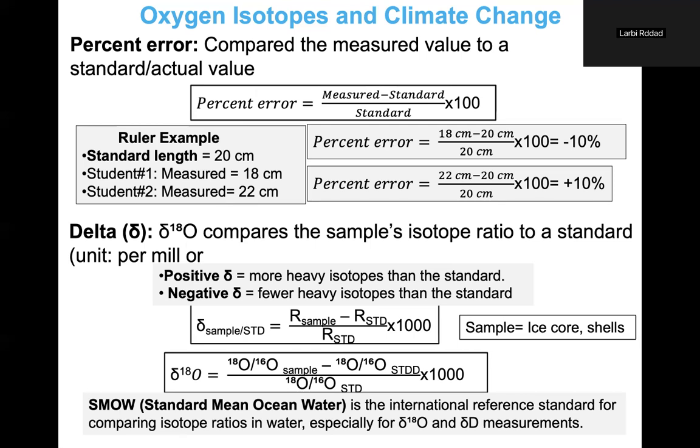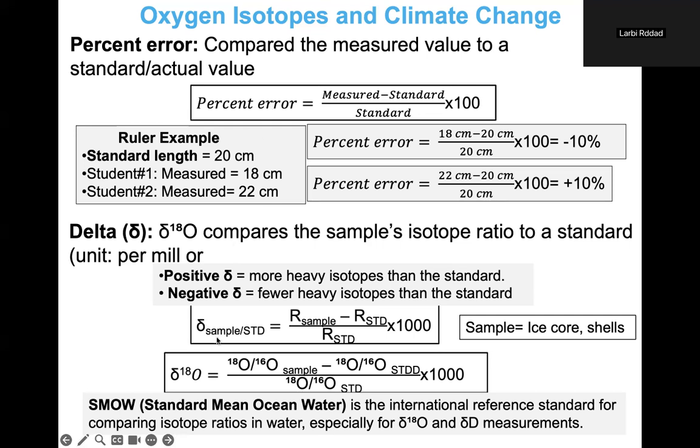So this delta here is the percent error, comparing the measurement of students to the actual value. Same thing here. Delta O18 compares the sample's isotope, the sample we're measuring, to a standard. A standard in this case would be, for example, 20. So what is the equation in this case? It's the same as a percent error with a little difference.